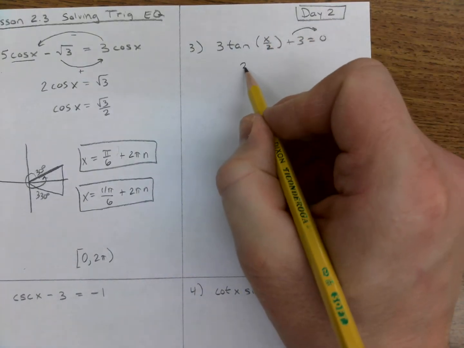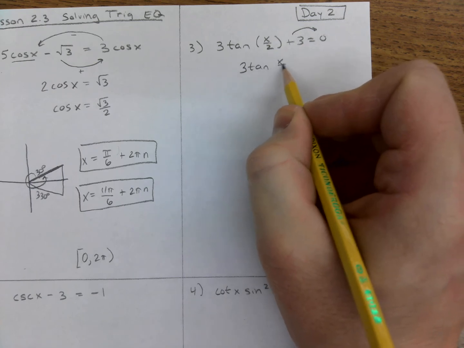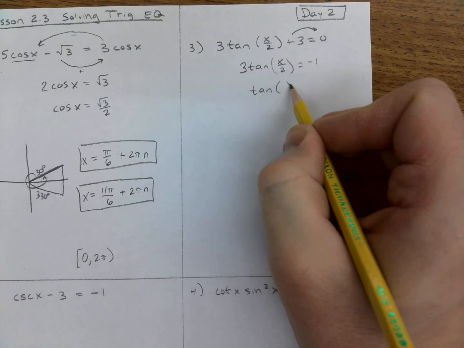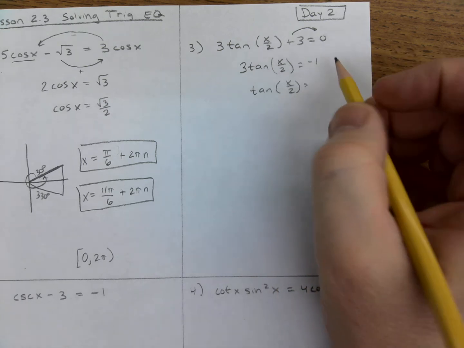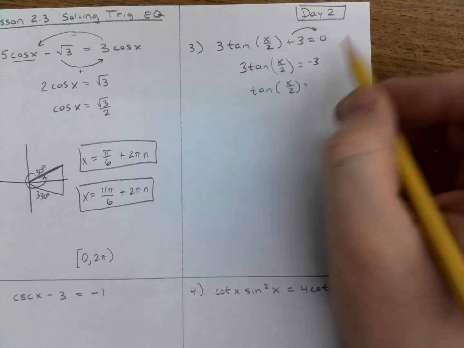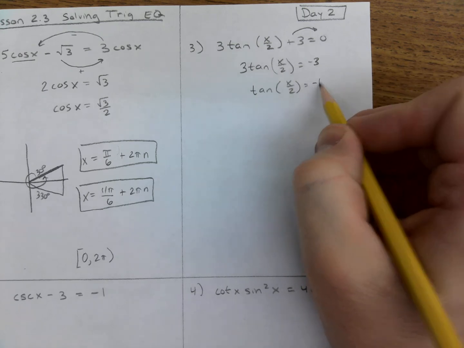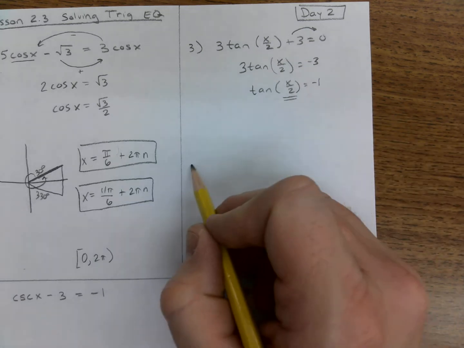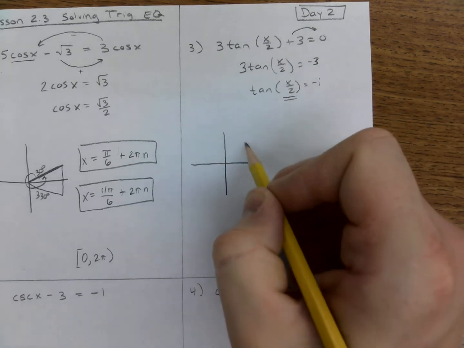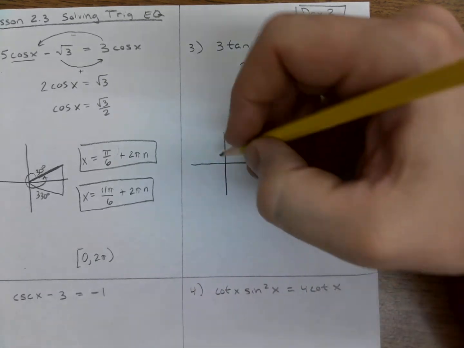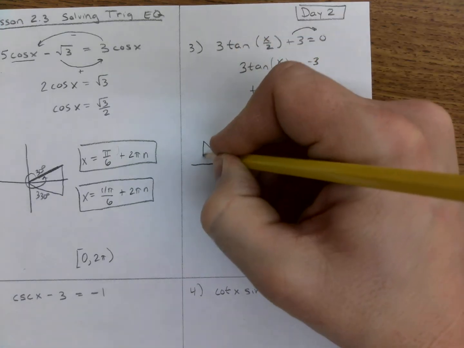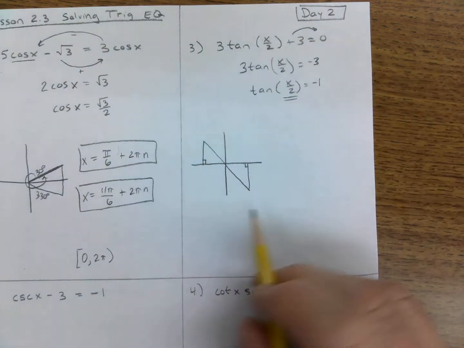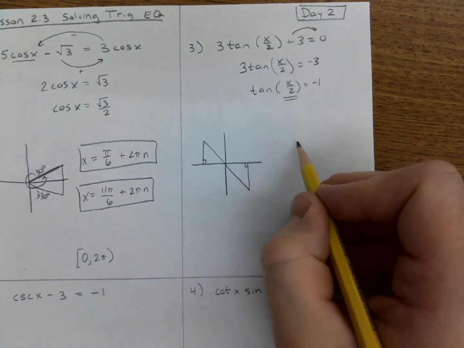Let's subtract that over there, and we have 3 tangent of x over 2 is negative 3. Divide by 3, and that would be a negative 1. So where is tangent negative 1? We're going to ignore this for right now. Well, on this interval, there's 2 places of a negative 1 tangent, out here and down there. We have those 2 places, and what are those angles?